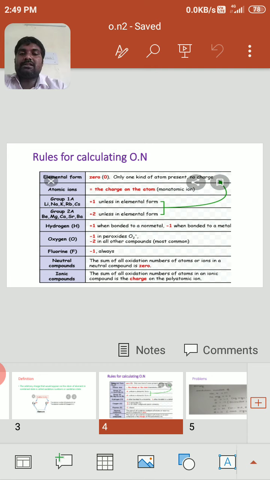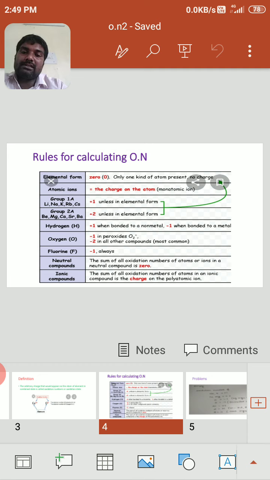Next, the common oxidation state of oxygen is -2. For most compounds it is -2, but in the case of peroxides it is -1. What are the peroxides? Hydrogen peroxide, formula H2O2, and sodium peroxide, Na2O2.